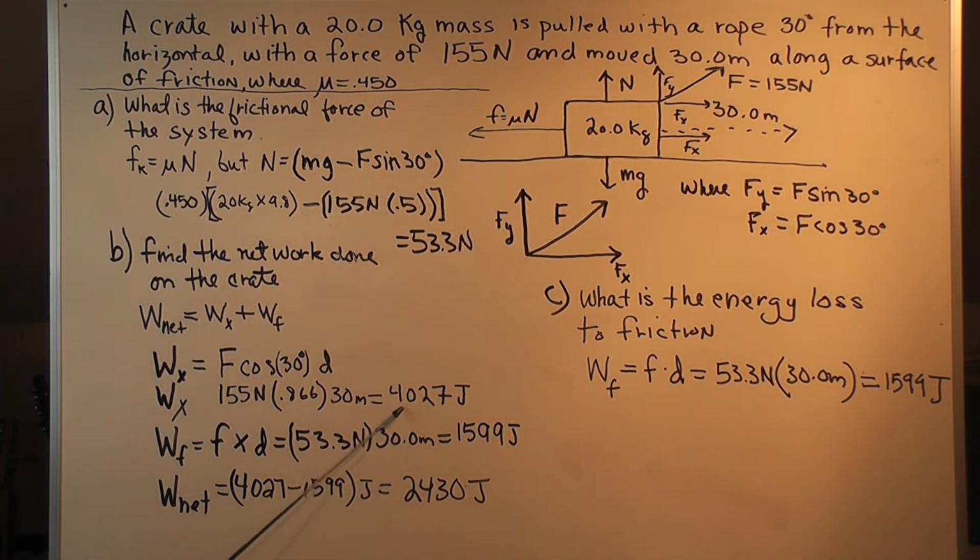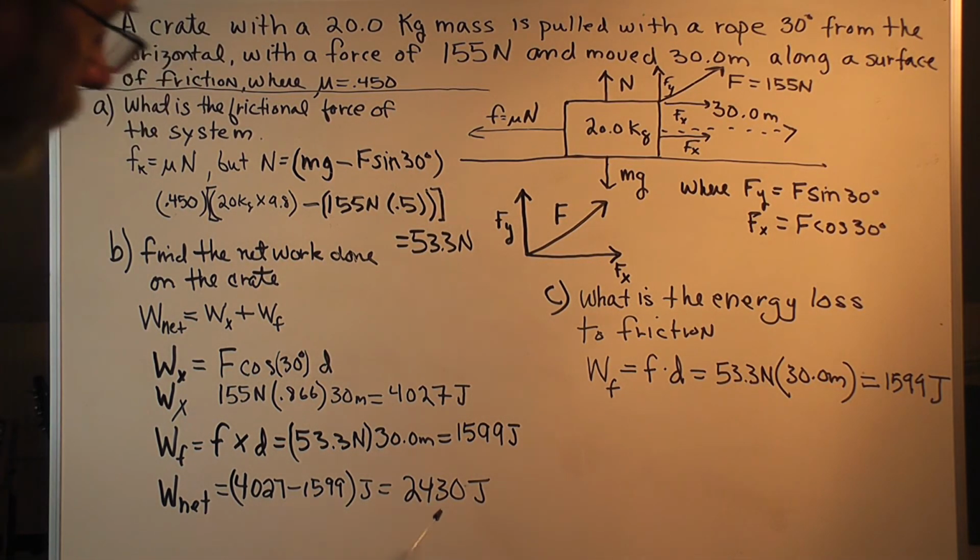Okay, so with these two, we just basically take the difference. And if we take the difference, we're going to find the net work done. Okay, and so here we plug them in from this equation right here. And we have a total work done of 2,430 joules.